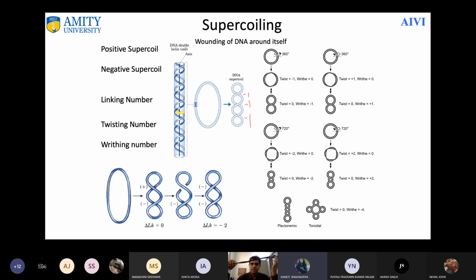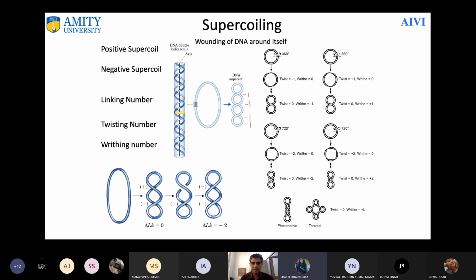Okay, so that is why you need topoisomerase. These topoisomerases are there, and their main function is during both DNA replication and transcription. So these are enzymes that exist for their natural purpose, but we are also utilizing these enzymes for our benefit in recombinant DNA technology.